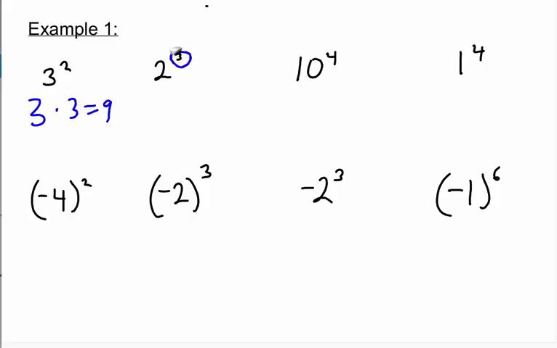So this 3 means we multiply 2 by itself 3 times, so we'll have 2 times 2 times 2, which is 8.